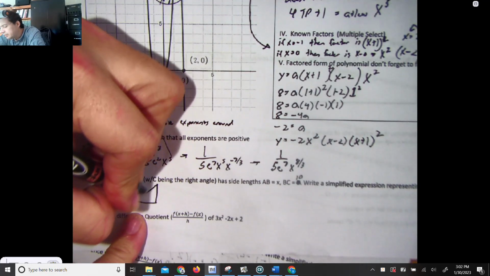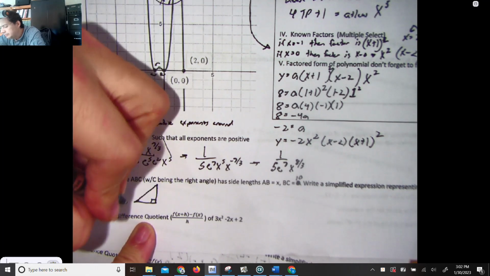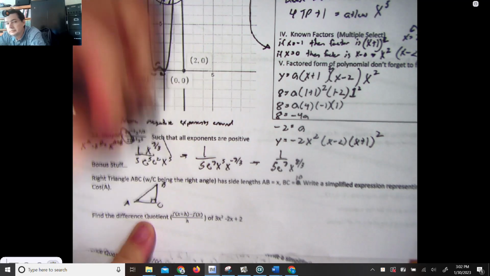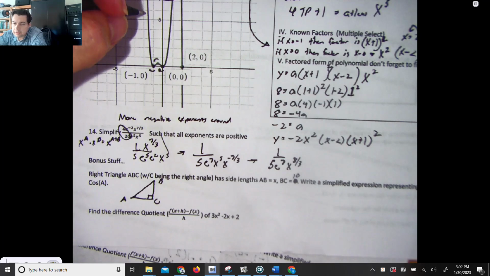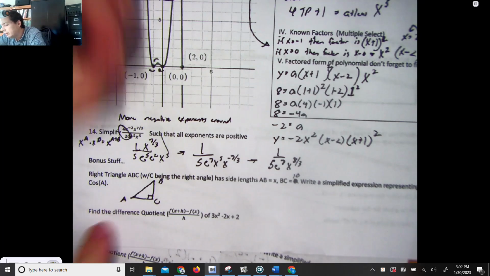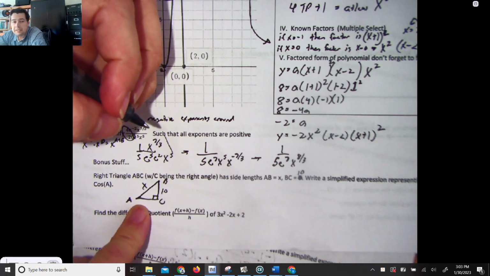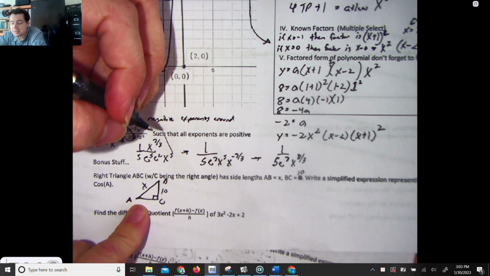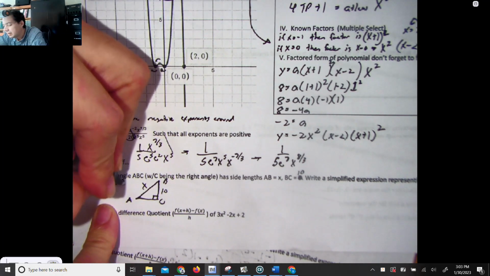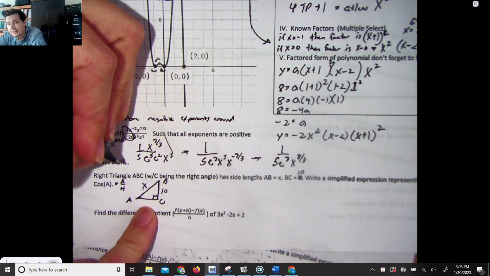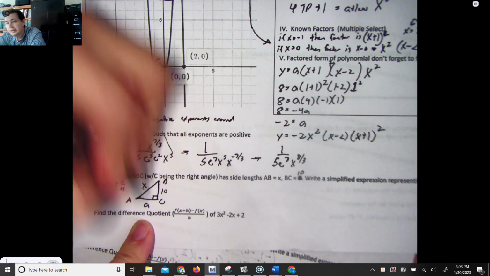Some of y'all don't draw triangles like me and it shows. Write them like me. A to B is x, side BC is 10. I have no idea what this little side is, but I need it for cosine because cosine is adjacent over hypotenuse, which means I need that side. So I'm going to call it A.